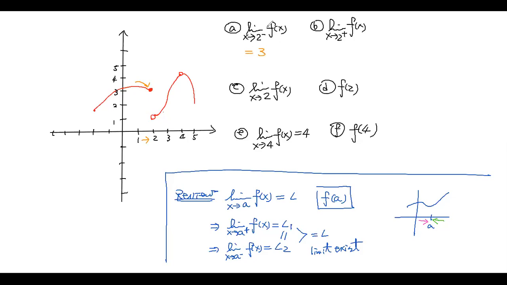Now in the same way, if you say the limit as x continues to 2 from the positive side, that means you approach from the right-hand side here.